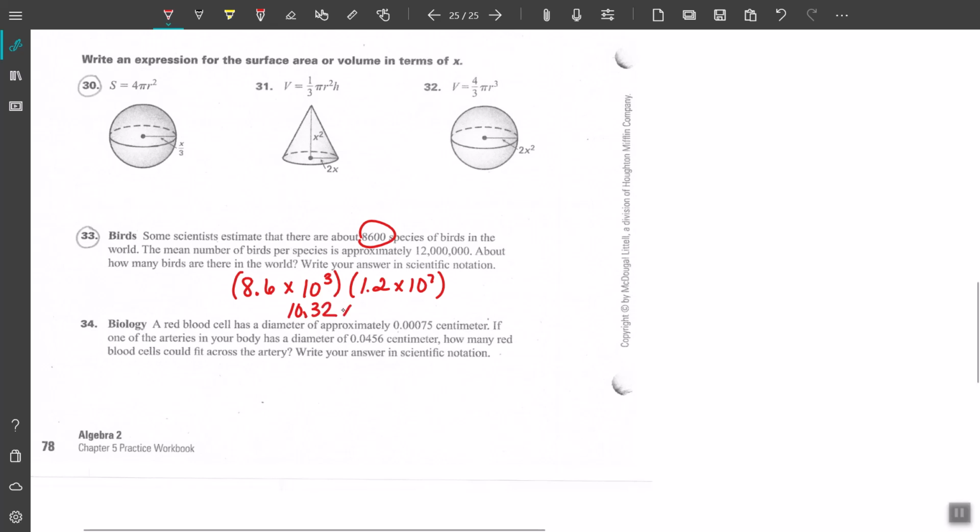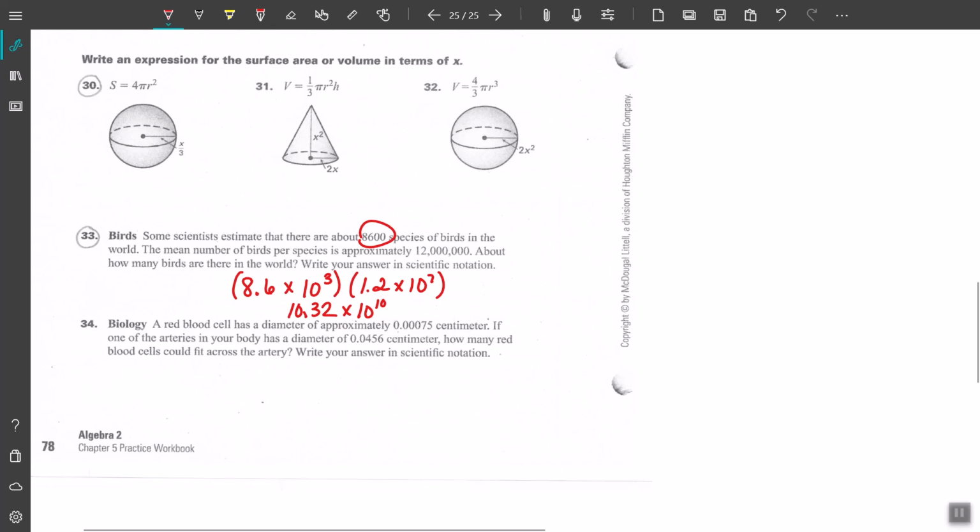And then times 10 to the third times 10 to the 7th. So I'm rewriting that base of 10, and I'm adding those exponents together, and I'm getting this number right here. So I sort of just skipped the step of actually writing out 8.6 times 1.2 times 10 to the third times 10 to the 7th, which I had done on the previous problems. I'm kind of just doing it in my head instead of actually writing that out.